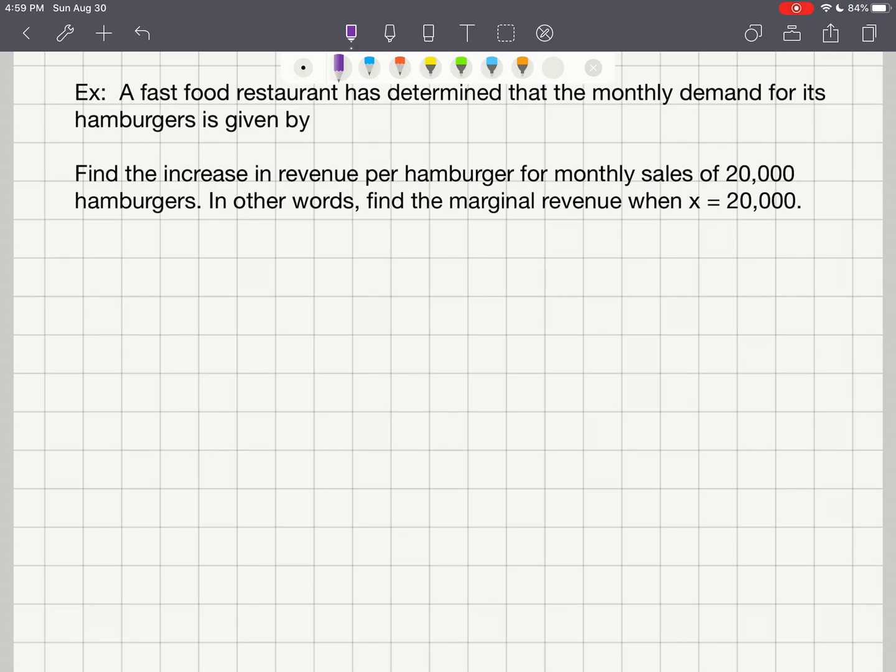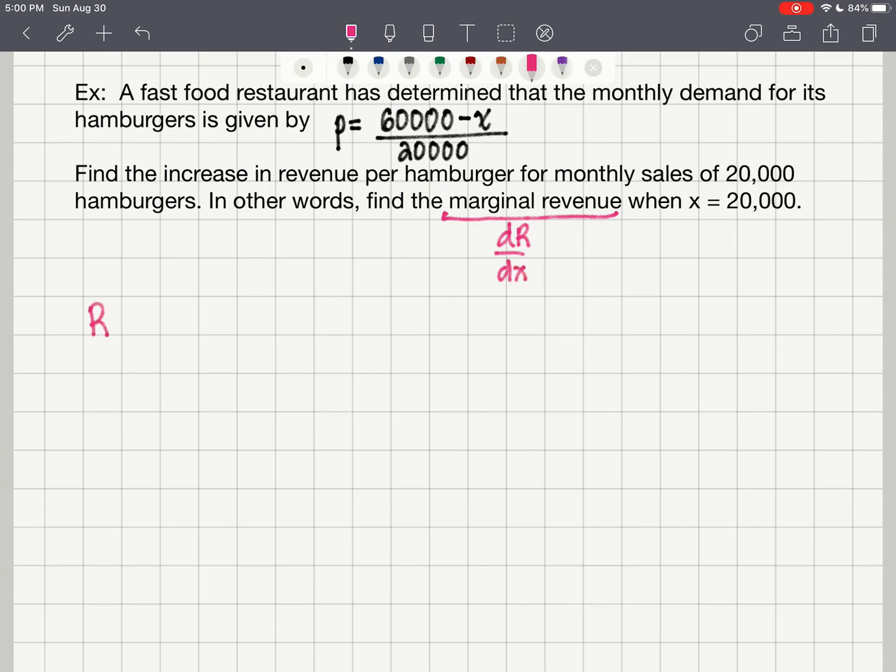A fast food restaurant has determined that the monthly demand for its hamburgers is given by, and this is just given to us, P is equal to 60,000 minus X all over 20,000. Okay, so that's just given information, I just didn't type it in. Find the increase in revenue per hamburger for monthly sales of 20,000 hamburgers. In other words, find the marginal revenue when X equals 20,000. So marginal revenue, that means our derivative, dR/dx.